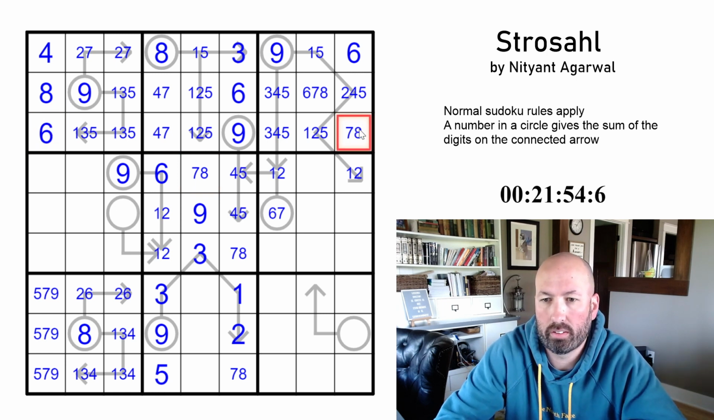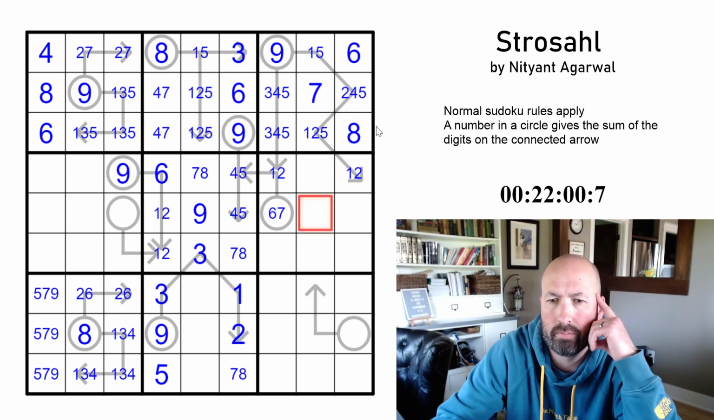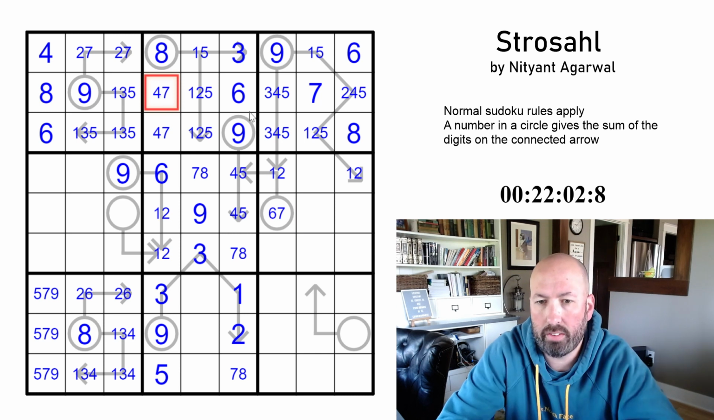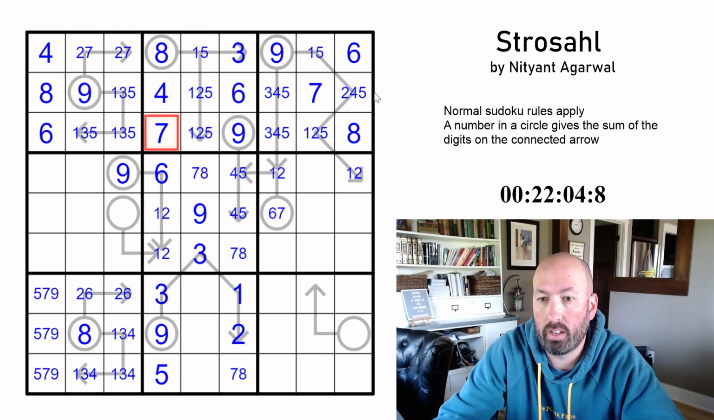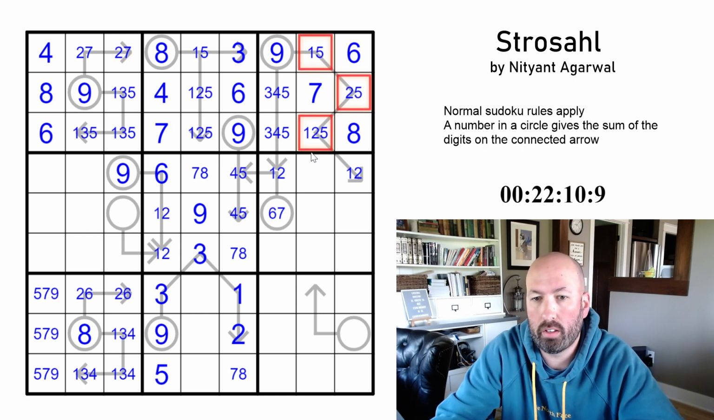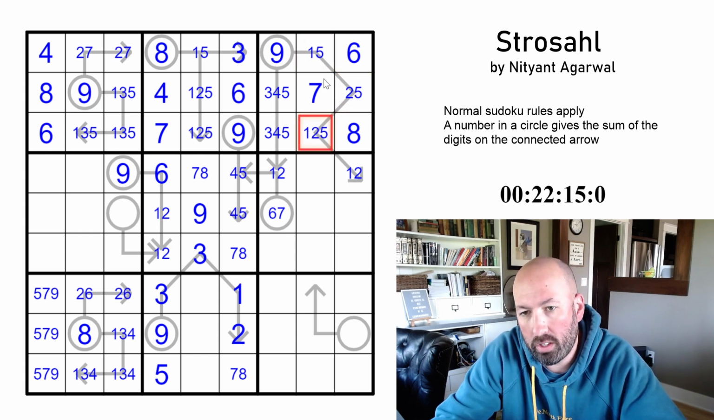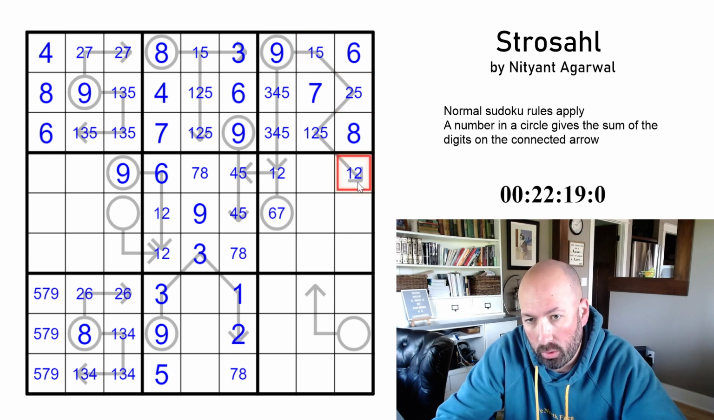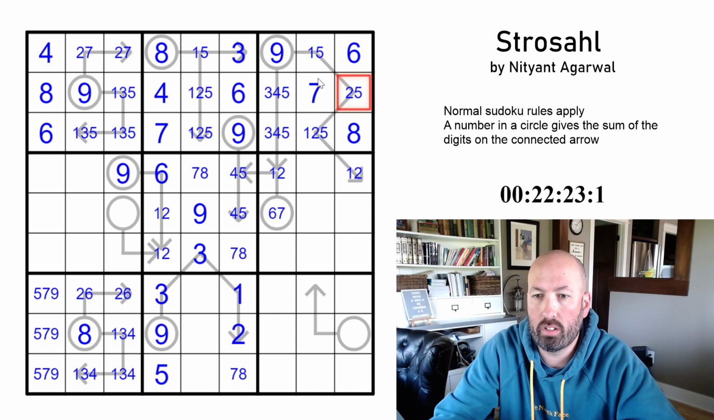Oh, yeah, the 6. 6. Now the 8 gives us the 7 and the 8 there. The 7 gives us 4 and the 7. So this can't be 4 anymore. Right, so there's nowhere to put a 4 on this one, because if the 4 was here, these would have to be 1 and 2. But this would have to be 2. And you can't put a 1 or a 4 there. So yeah, so this is 1, 2, 5.